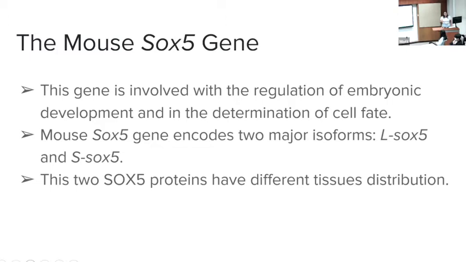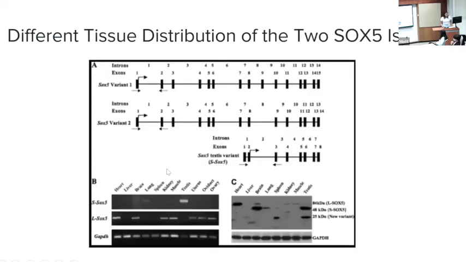So what is the mouse SOX5 gene? This gene is involved with the regulation of embryonic development and in the determination of cell fate. Mouse SOX5 gene encodes two major isoforms, L-SOX5 and S-SOX5. These two SOX5 proteins have different tissue distribution.